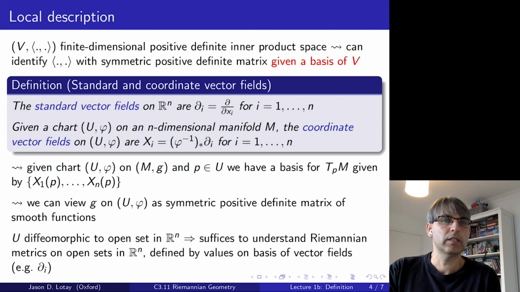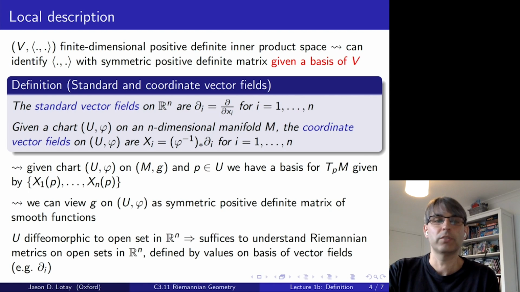So the important point that I want to make here is that we have a natural choice of basis given by the coordinate vector fields, but that depends on our choice of chart. And once we do that, we can think of the Riemannian metric as a symmetric positive definite matrix of smooth functions, which is hopefully something much easier to understand.